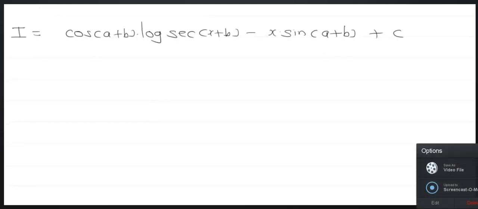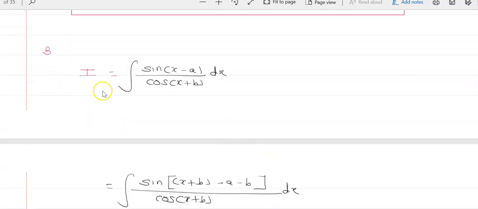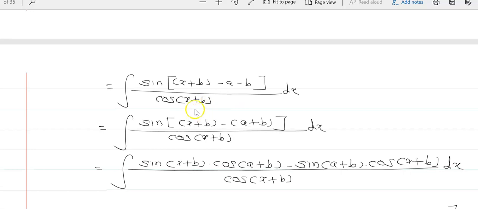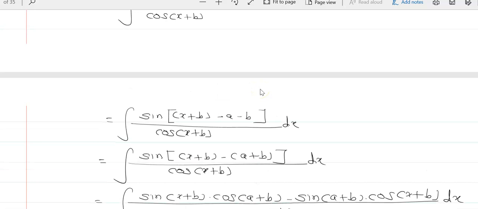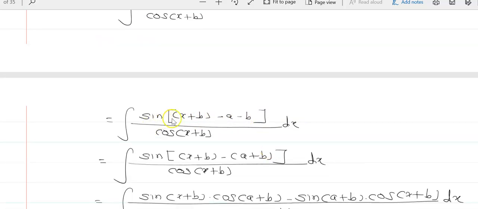Now we'll see again the same question. I will repeat here. I is equals to integral sin of x minus a upon cos of x plus b dx. Again the angle, that is x plus b, is adjusted here. That is a sin in bracket x plus b minus a minus b, because here we have the minus a, that's here is a minus a, here is a plus b and minus b. These two are adjusted here.